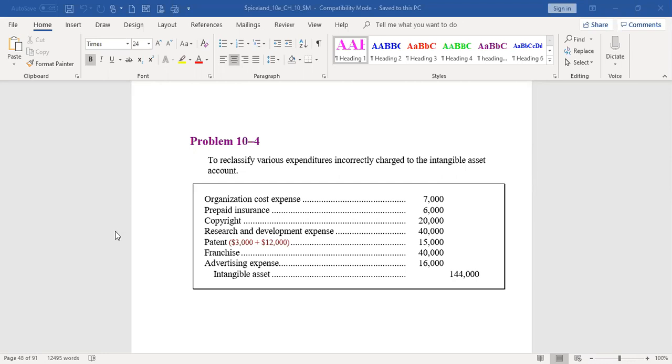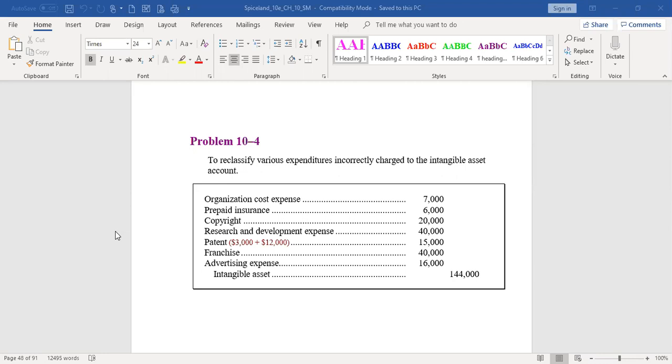Entered into a 10-year franchise agreement with the franchisor. Well, that $40,000 is debited to the intangible asset franchise. And finally, advertising costs. Well, that's an expense. Advertising expense would be debited. We would credit this intangible asset account. Now we've properly allocated and identified each one of these in the proper account. So that was a nice review of intangible assets.